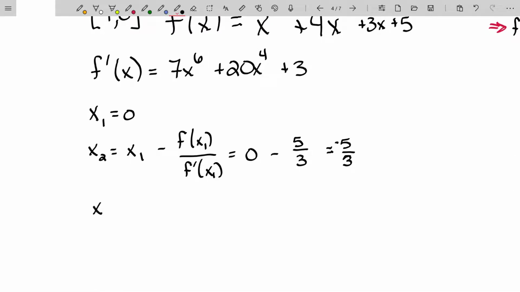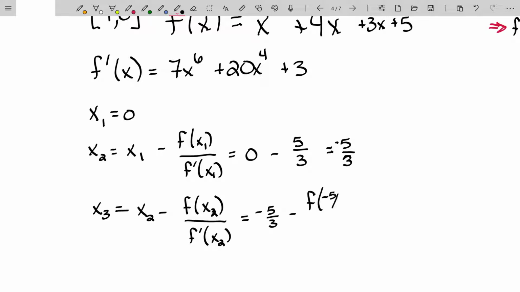So x sub 3 will be x sub 2 minus f evaluated at x sub 2 divided by f prime at x sub 2. And that would be -5/3 minus f at -5/3 divided by f prime at -5/3. And you would get some value from this.